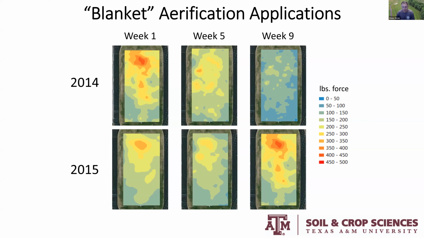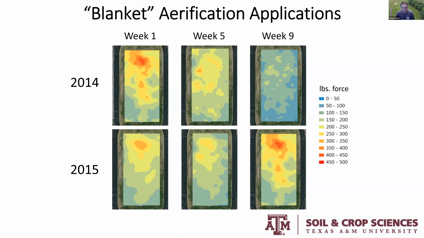Penetration resistance, soil compaction. This is a field that receives blanket aerification. We collected data weekly for 3 years, and I don't have the 2016 data in here. Every time we made some kind of soil compaction map, the northern part of the field here was always the hardest and the most compacted area of the field.